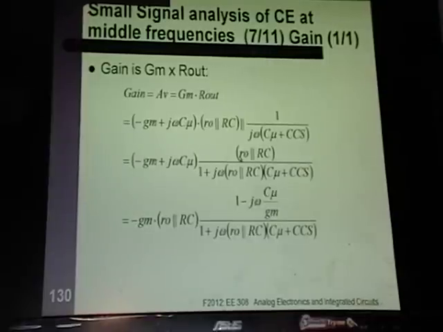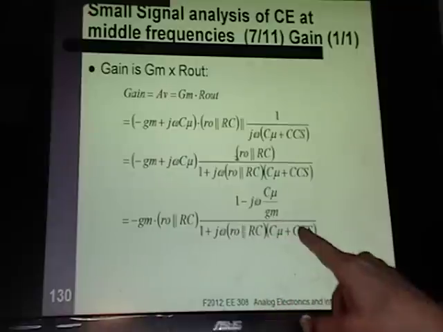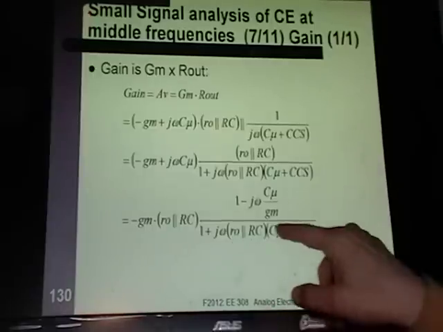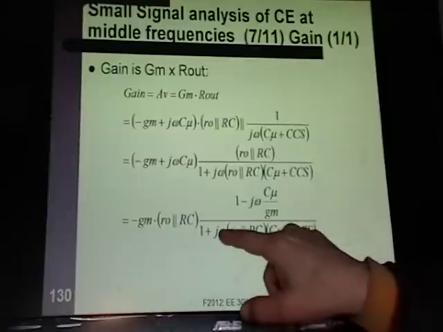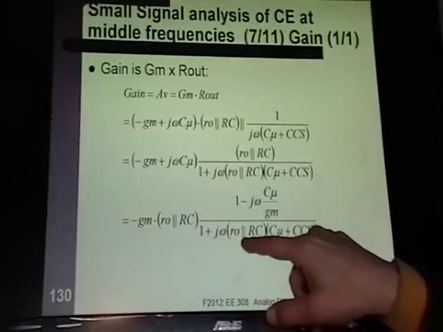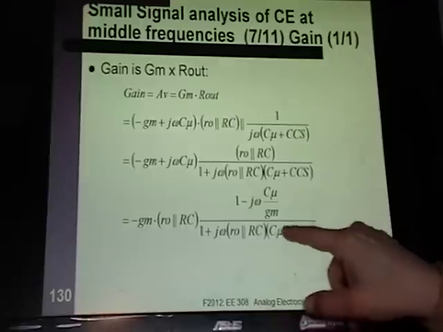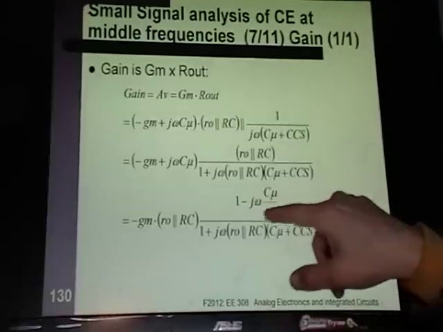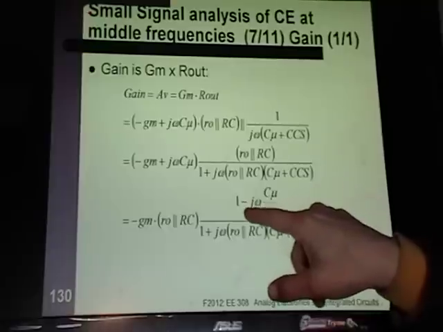Okay, the interesting thing you see here is, yes, we have a pole, and note that this is the exact same pole we got using that other method, where you just found the C at the node and the R at the node and multiplied them. It's the exact same result for your pole. Omega equals 1 over R naught in parallel with RC times your capacitance at that node. But we have a new thing up here, and this is a right-hand plane 0.